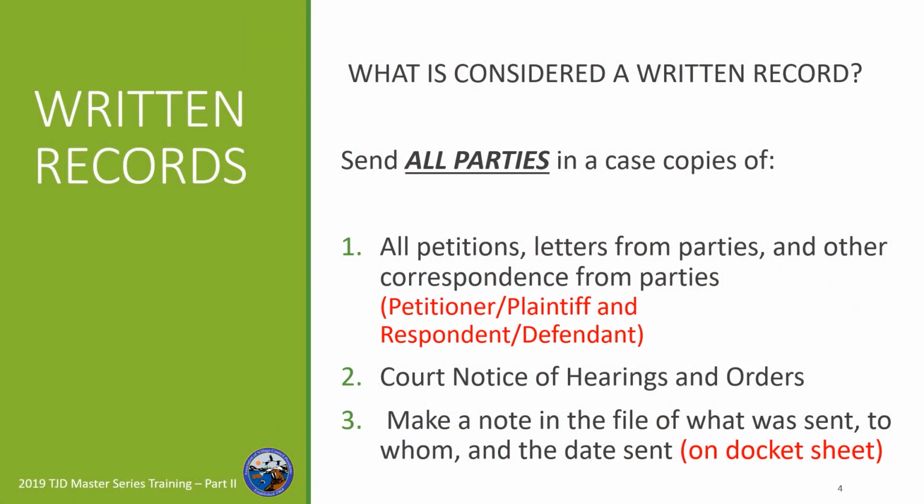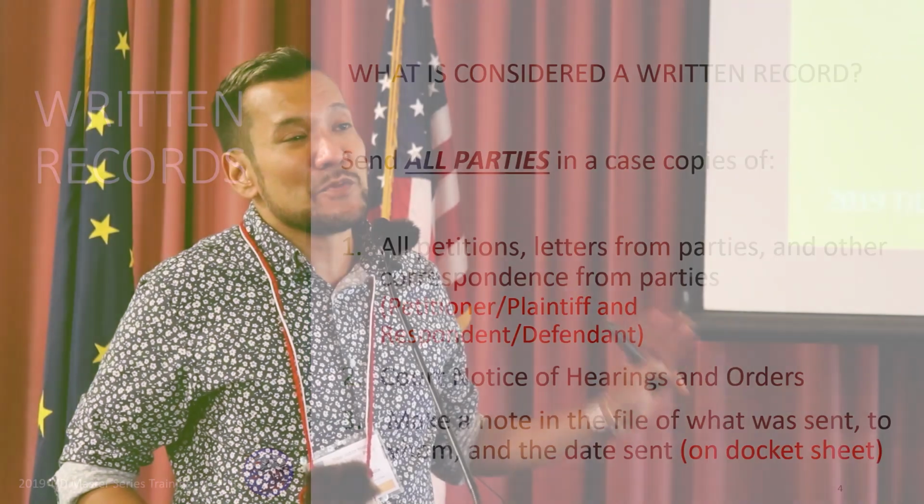And so the next thing is, you may be asking, what do we consider a written record? Right? And so in a case, we want to make sure that we're sending all parties to the case copies of the following documents, right? We want to make sure that we're sending them all copies of the petitions, letters to the courts, and other correspondence from the parties. So you're really going to have two parties in a case. We're going to have the petitioner or the plaintiff, however you want to phrase it, or we're going to have a respondent or the defendant. So anything that's filed by either of those parties, we want to make sure that we're sending out to everybody, and that is considered a written record.